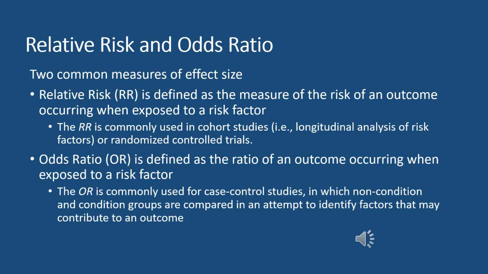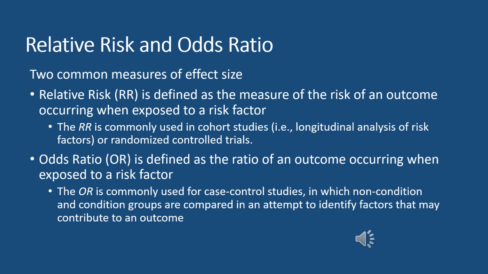I want to touch briefly on relative risk and odds ratio. These are 2 common measures of effect size. So relative risk is defined as the measure of the risk of an outcome occurring when exposed to a risk factor. This is commonly used in cohort studies, longitudinal analysis of risk factors, or randomized controlled trials.